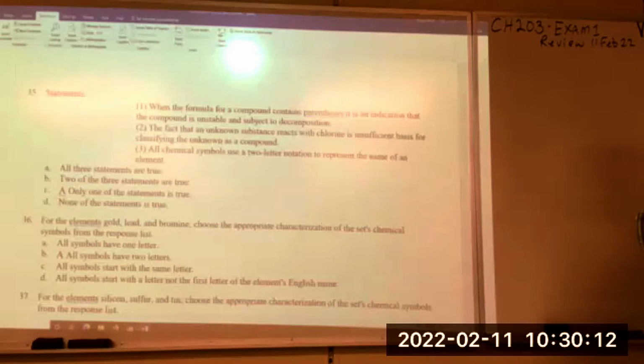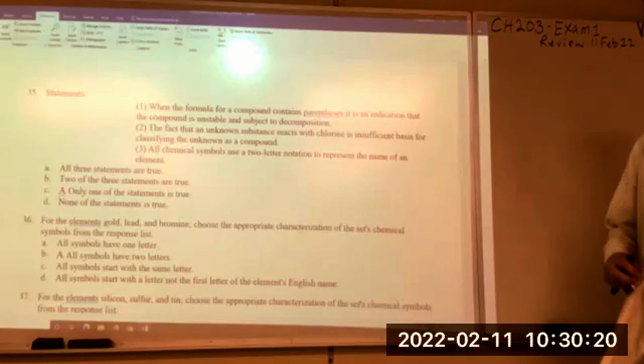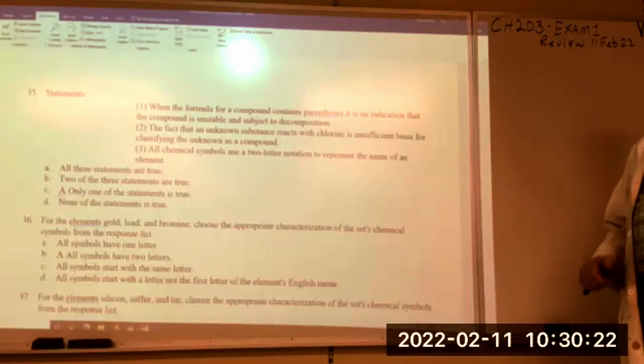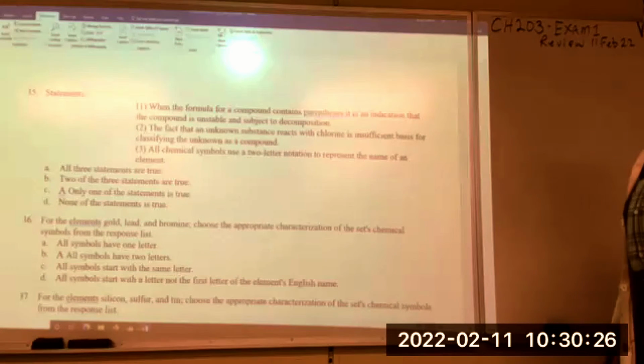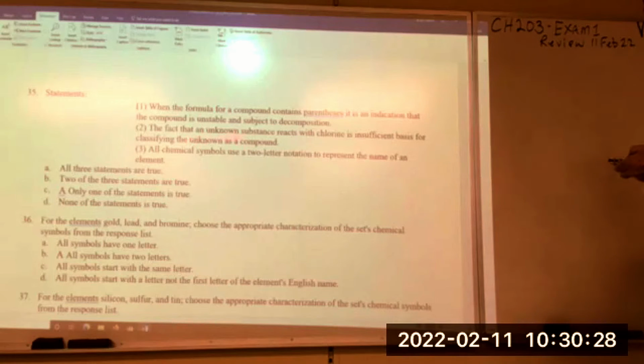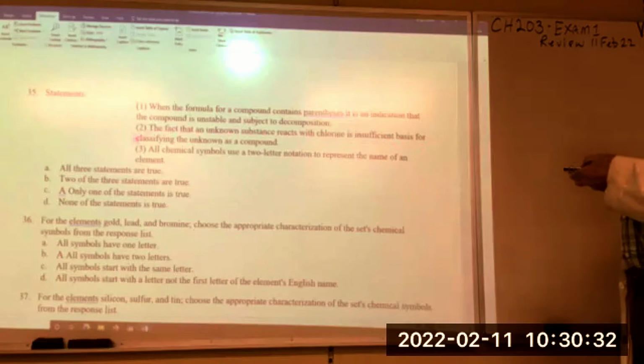All right. When the formula for a compound contains parentheses, it's an indication that the compound is unstable and subject to decomposition. No, I don't think so. It's an indication that you have a polyatomic ion there. The fact that an unknown substance reacts with chlorine is insufficient basis for classifying the unknown as a compound.